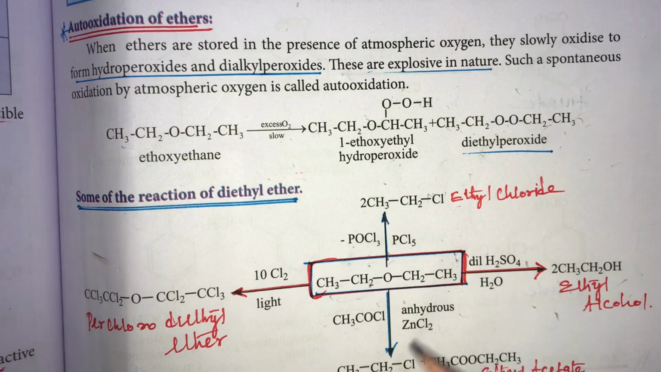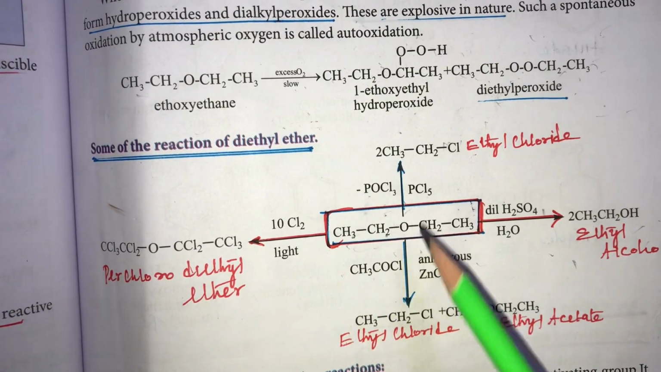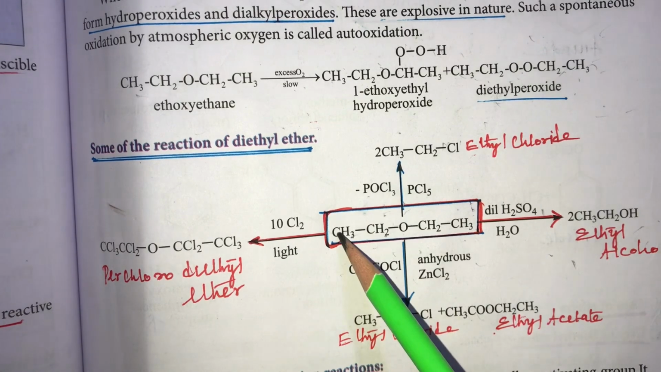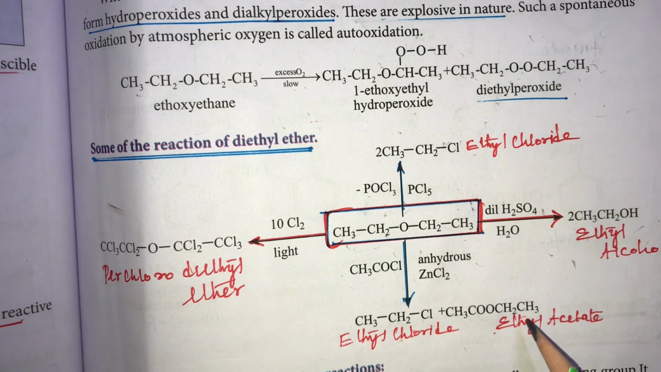With acetyl chloride in the presence of anhydrous zinc chloride, the ethyl group combines with chlorine to form ethyl chloride, and the remaining CH3CH2 with COCH3 forms an ester. So CH3COOCH2CH3, ethyl acetate, is formed.